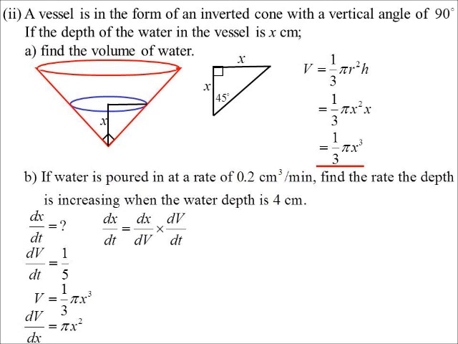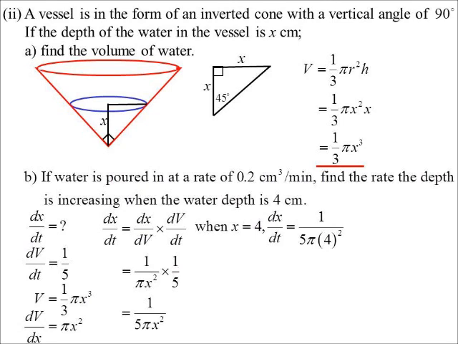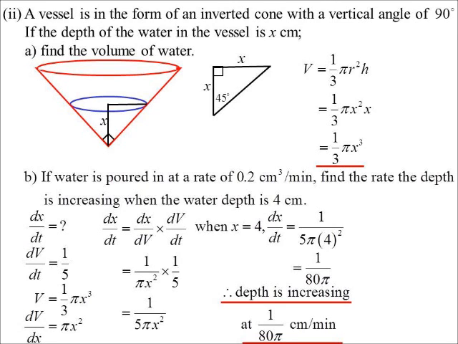So I turn my dV/dx upside down to get dx/dV. So 1 on pi x squared times a fifth. So 1 on 5 pi x squared. Okay, we want when x is 4 centimetres. So subbing that in, I just left it as an exact value rather than get a decimal approximation. So the depth is increasing at 1 on 80 pi centimetres per minute.